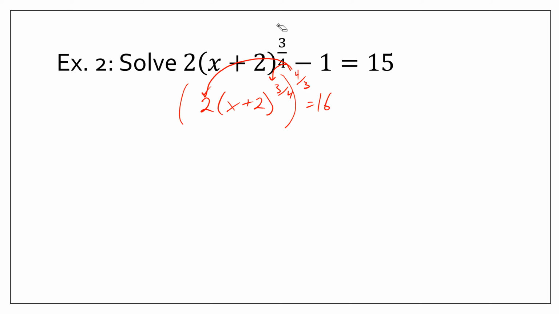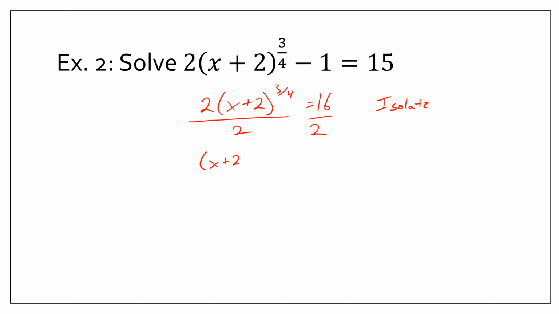So we cannot simply start by taking the 4/3. As Boromir would say, one does not simply take the inverse of an exponent without first isolating. Let's isolate, and we're going to isolate by dividing through by 2. So now I have x plus 2 to the 3/4 equals 8. Now, have I isolated? Yes, definitely.